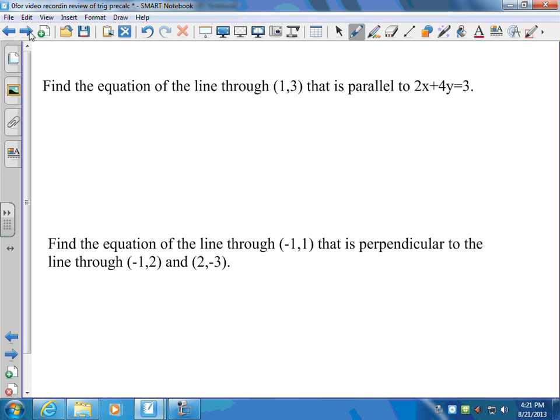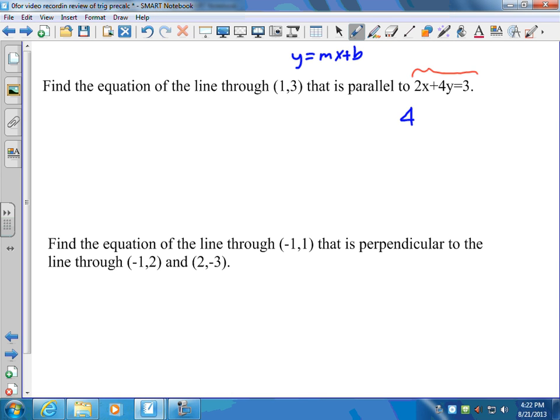And if it's given in this format, how can we determine the slope of this given line? So what we need to do is solve for y. So we want this in the form y equals mx plus b format. So let's solve for y in there so we can determine what the slope is, right?